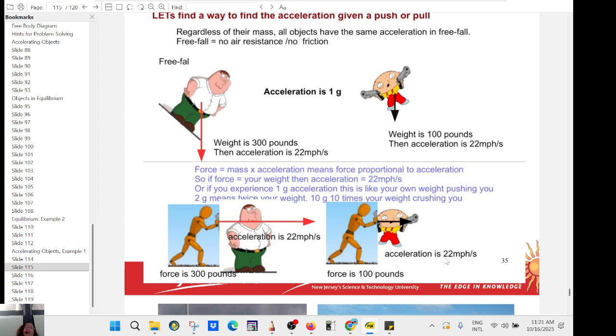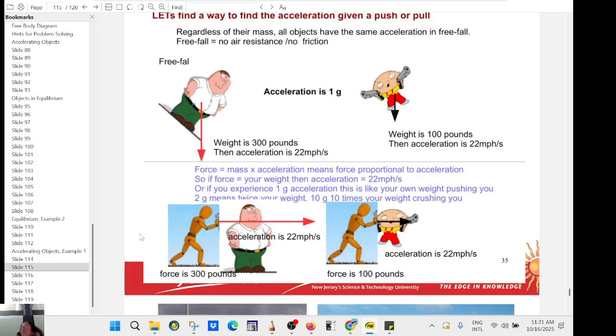Okay, so if you are in a space shuttle and the space shuttle is 3g, that means there will be 3 times your own weight pushing you. So if you have a child, 3 times the weight will not be as bad as someone like Peter. I don't know if he's 300 pounds. I just made this up. It could be, right? 300 pounds.